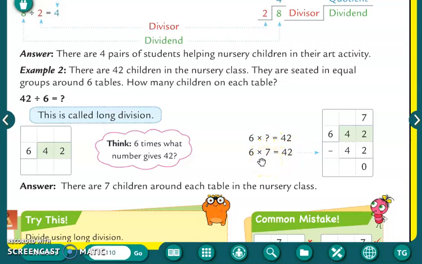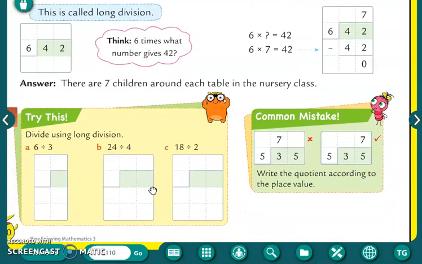So 6 sevens are 42, but in calculation you have to write like this, 42 divided by 6, and now 6 sevens are 42, so 42 minus 42, answer will be 0. There are 7 children around each table in the nursery class. You have to write answers like this only. Now here, try this.